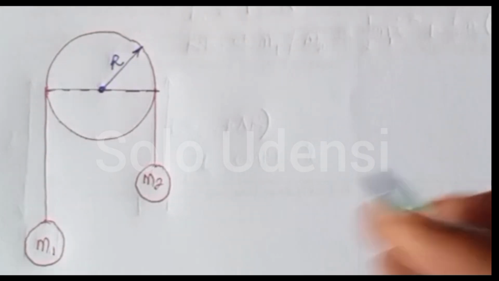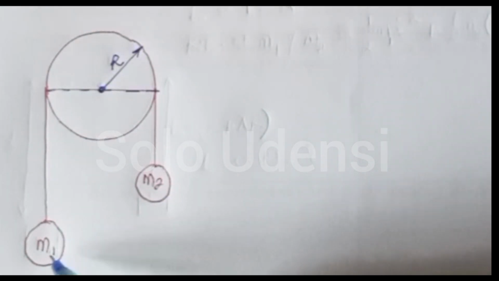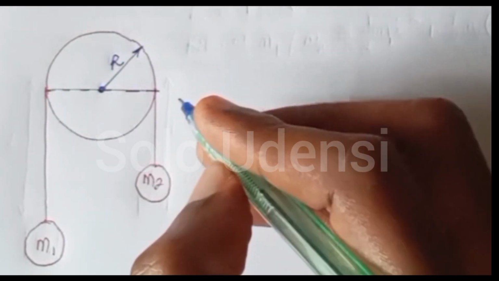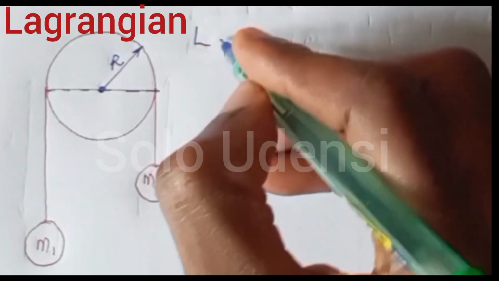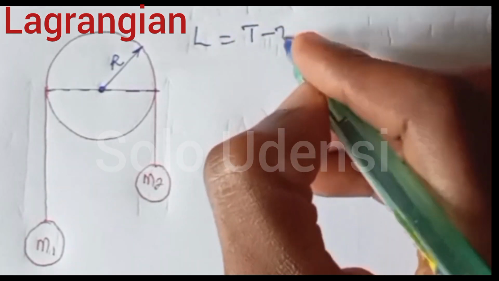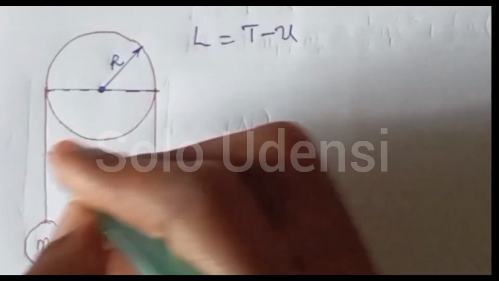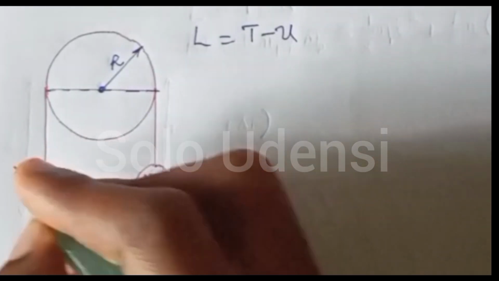So for this Atwood machine that consists of mass 1 and mass 2 around this pulley system, the Lagrangian L is T minus U, kinetic energy minus potential energy. So let us check their positions.